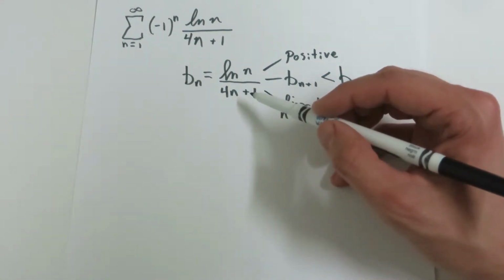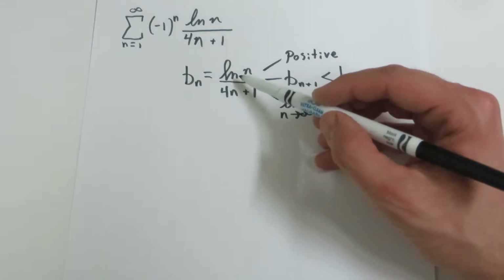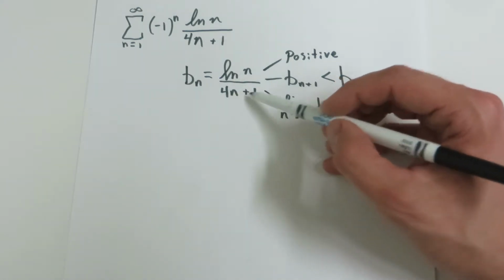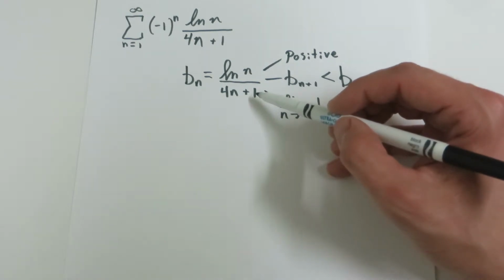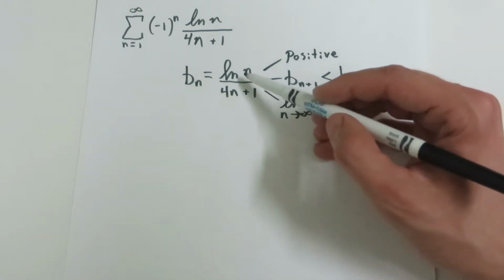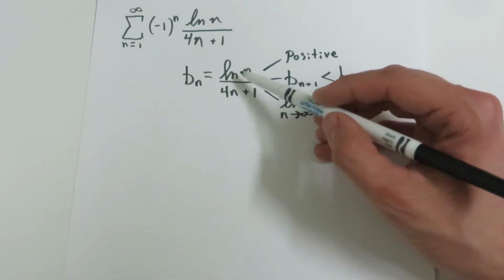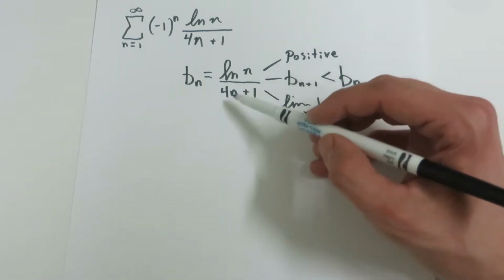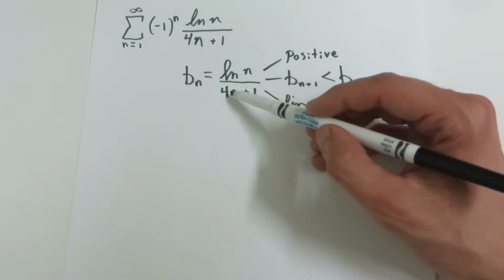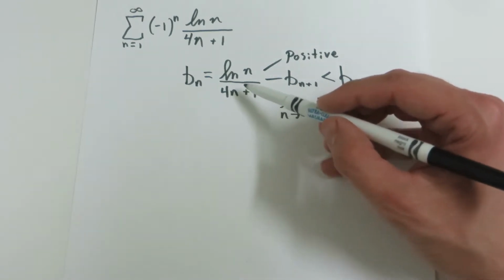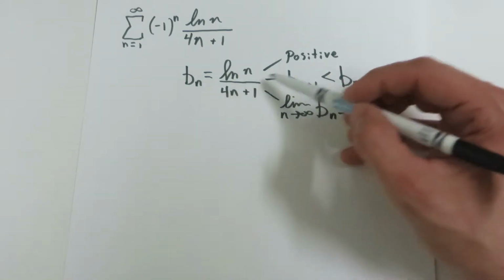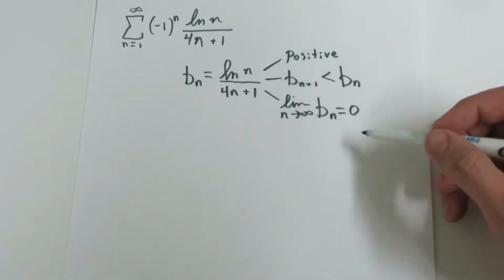Let's just do this in our heads here. If you have the limit as x approaches infinity of ln of x over 4x plus 1, well, if you follow L'Hopital's rule, you would just get the derivative of ln of x, which is just 1 over x, and the derivative of 4x plus 1 is just going to be 4. So that would boil down to 1 over 4x going to infinity, which would just go to 0.